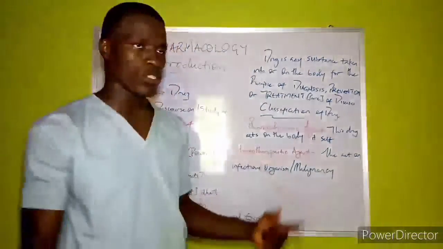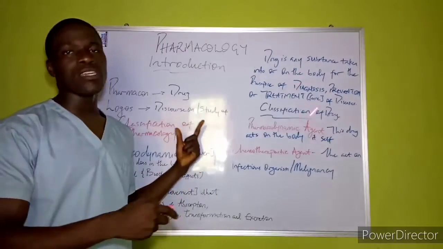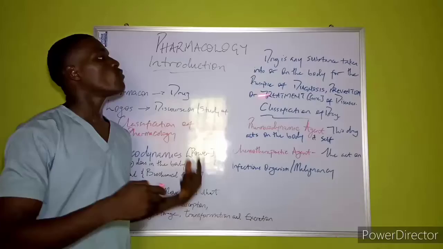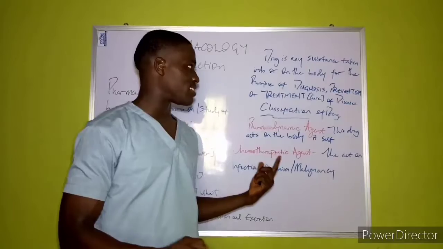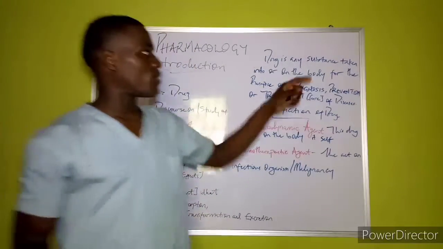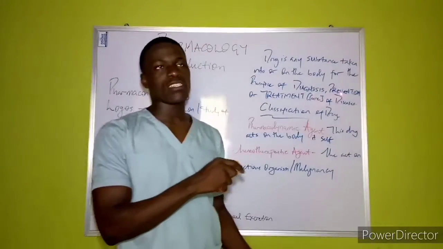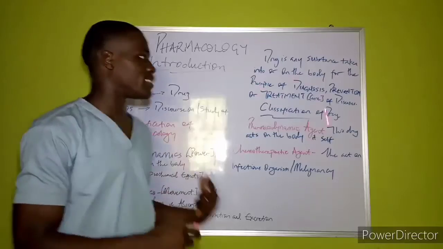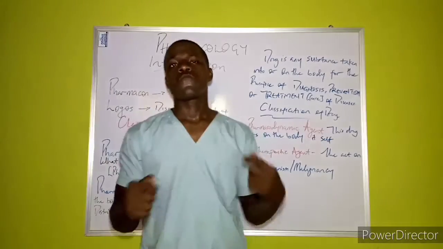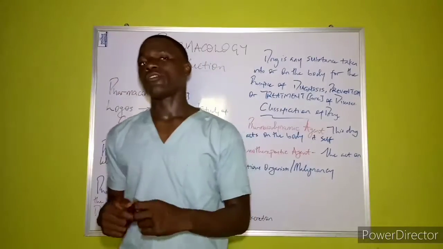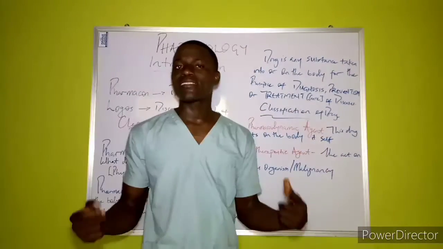Talking about drugs, a drug is any substance taken into the body or applied on the body for the purpose of diagnosis, prevention, treatment, or cure of diseases. Let's break it down. Drugs are taken for diagnosis, prevention, or treatment of disease. For instance, one of the diagnostic procedures for renal disorder is the IV urogram, that is, intravenous urogram.